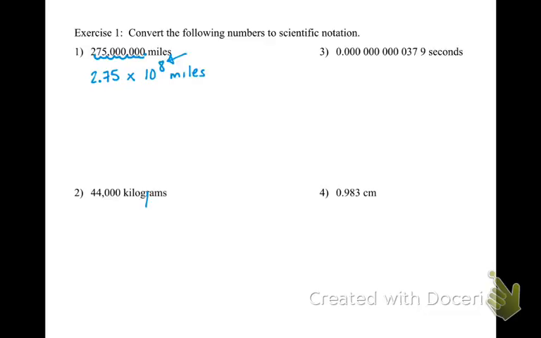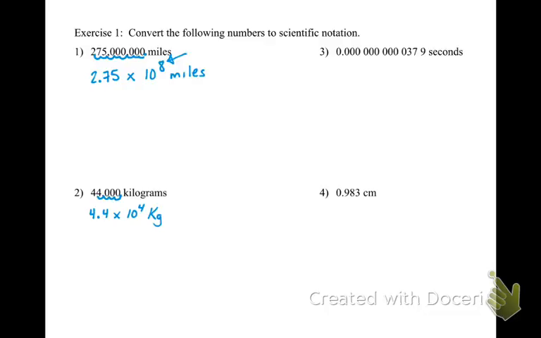Next one, we've got 44,000 kilograms. Again, our decimal is missing, so we'll place one at the end of the number. We move it 1, 2, 3, 4, so we get 4.4 times 10 to the 4th kilograms. Let's go over to the next one.